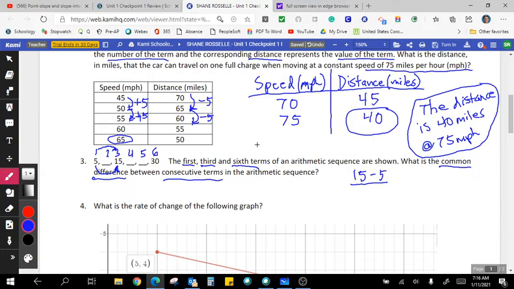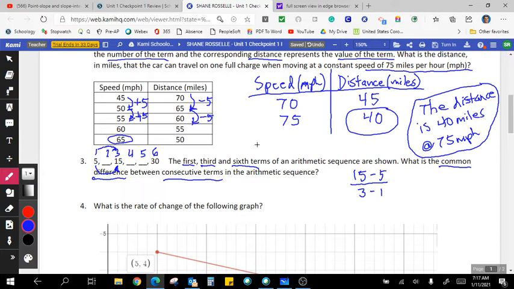Over 3 minus 1. Well, why did I say 15 and 3? I started with the third term. Okay? So the value of the third term is 15, and the third term is represented by a 3, right? That's the ordinal number for that.